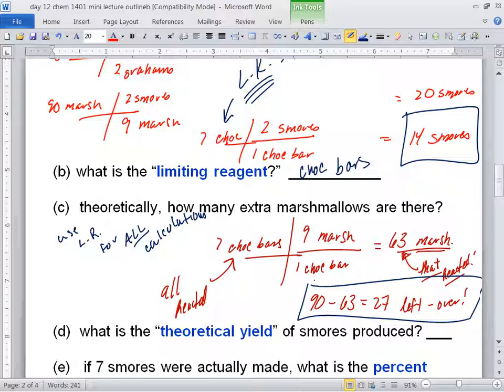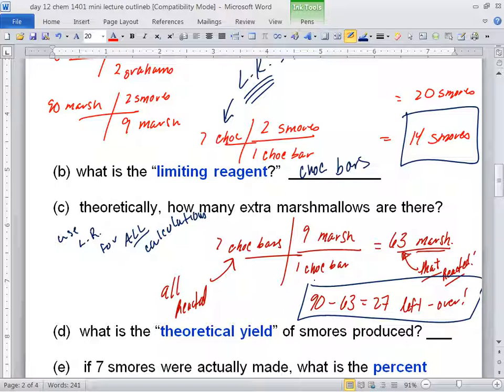27 are left over. Okay. So that's how you play the game. They're going to ask you how much of the other reagents are left over. And we'll just have to remember, use the limiting reagent for those types of calculations, and then subtract it from the initial amount that was there originally, just like the s'mores.